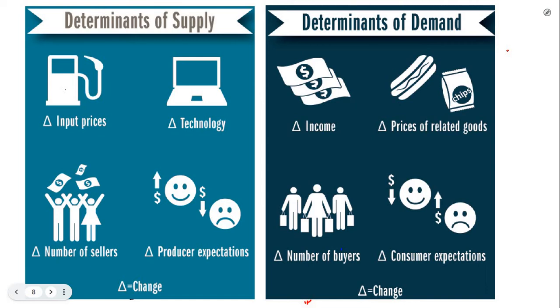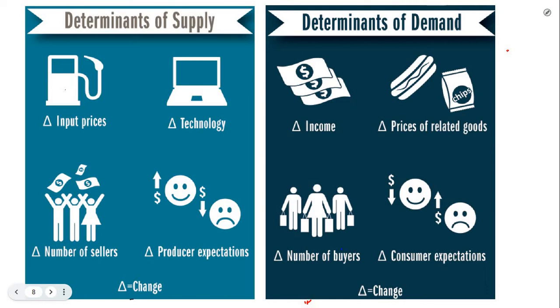So if input prices go up, supply goes down. If technology increases, supply increases. And of course, if it decreases or assets are destroyed, supply would go down. Increasing number of sellers leads to an increase in supply, whereas a decreasing number of sellers leads to a decrease in supply. And increasing producer expectations increases supply, whereas decreasing producer expectations decreases supply.